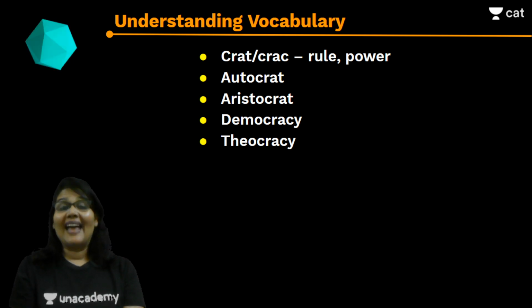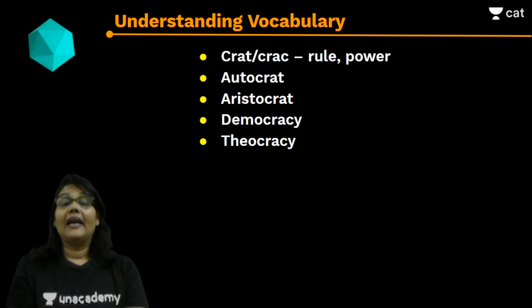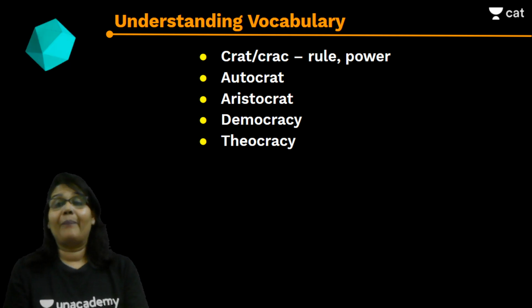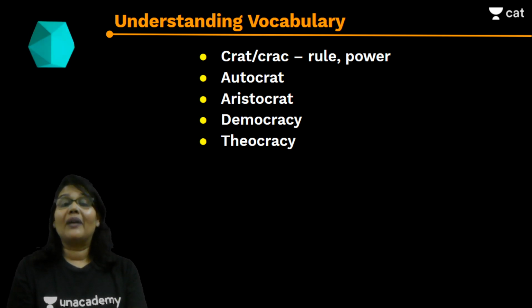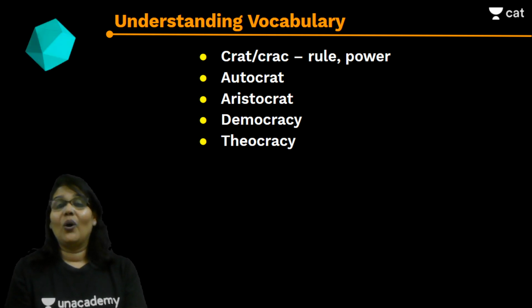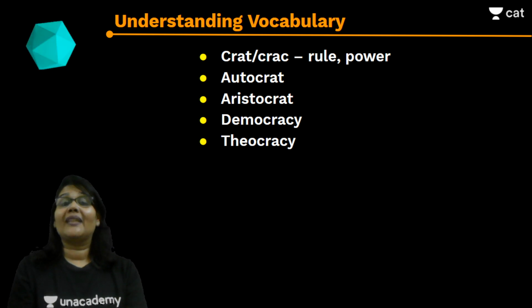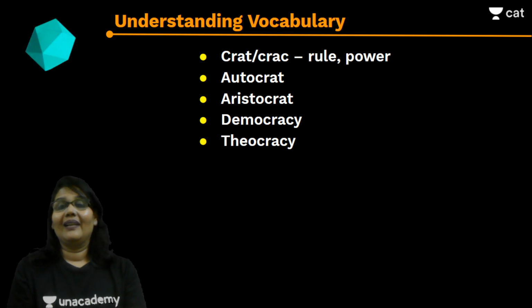Let's go to the next word, theocracy. Now guys, I want you to pay attention to this word, because this word again has two root words. First root word here is theo. Whenever you come across this root word, it is connected to religion. So when you are talking about theocracy, it means rule by religious leaders. Got it, guys?